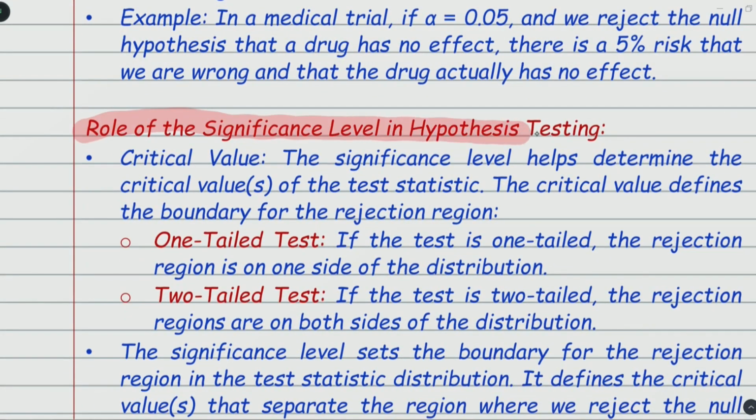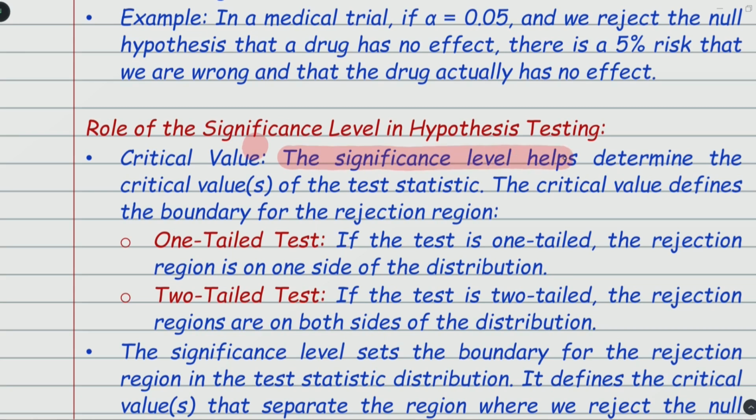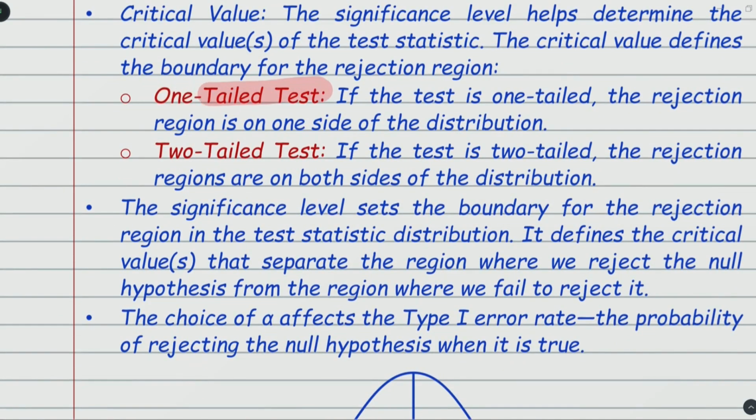Role of significance level in hypothesis testing. Now, the first thing is with respect to the critical values. The significance level helps determine the critical values of the test statistic. The critical values define the boundary for the rejection region. We have already seen this in earlier examples. If the test is one-tailed, the rejection region is on one side of the distribution. It could be either the left tail or the right tail.